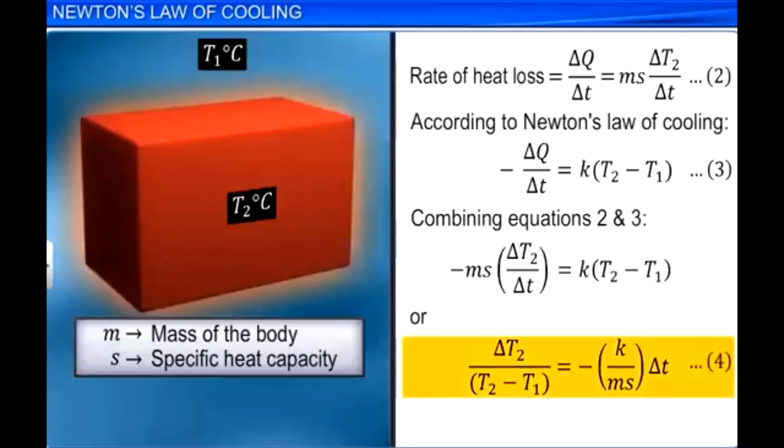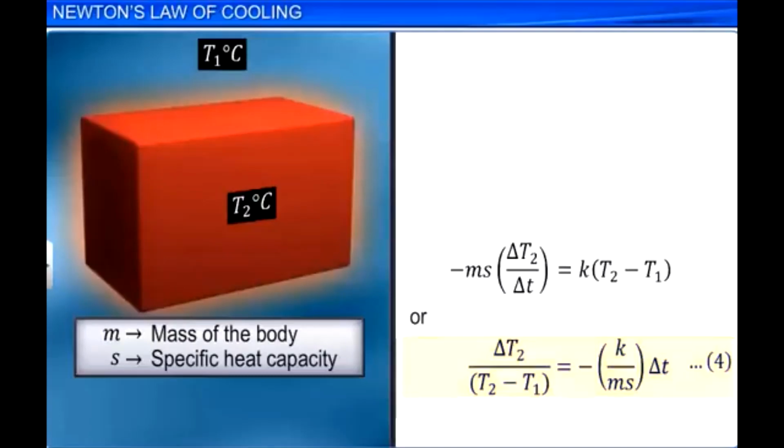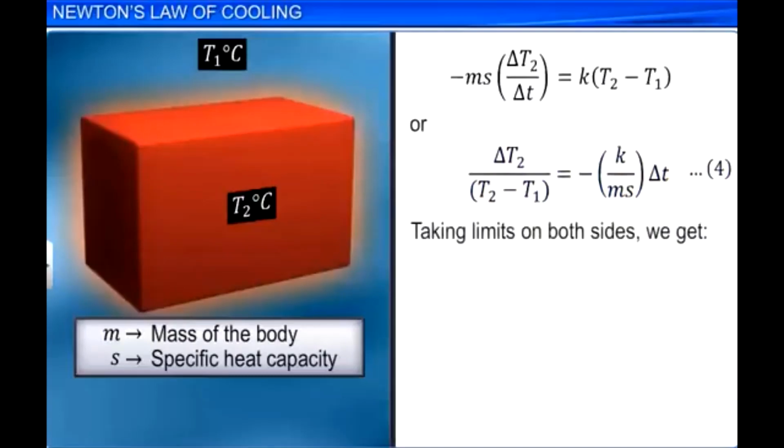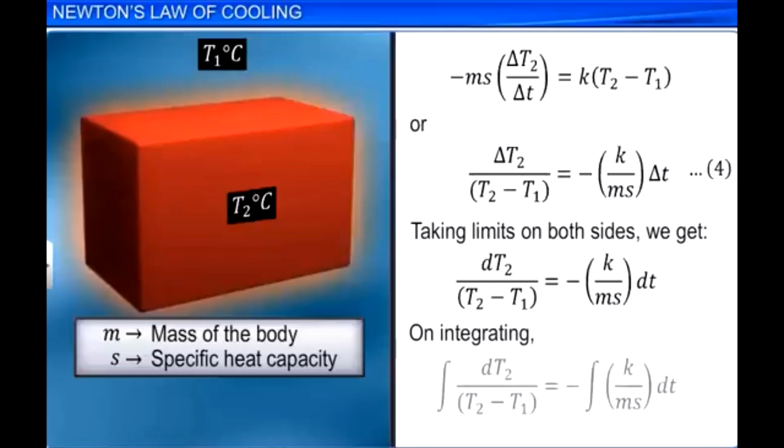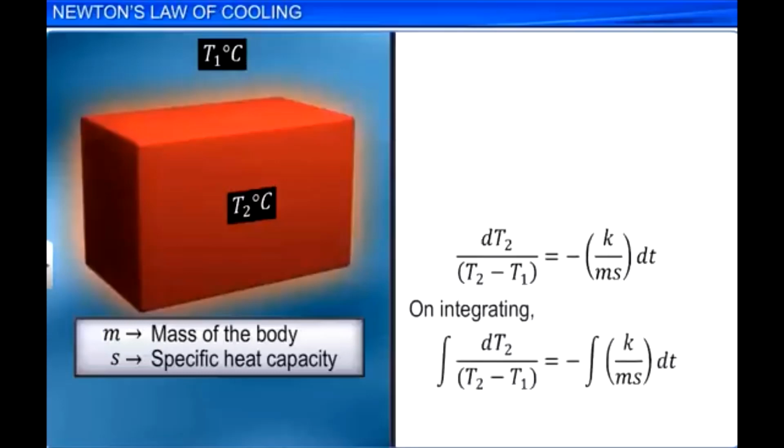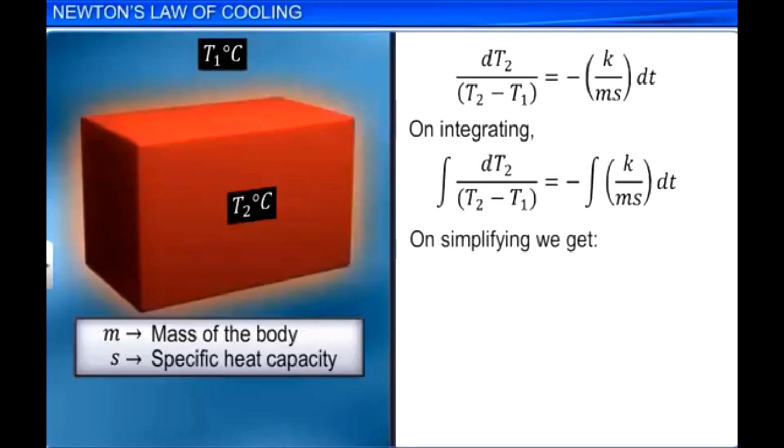Taking limits on both sides, we get dT2 by T2 minus T1 is equal to minus K by ms into dt. On integrating this expression on both sides and simplifying, we get log to the base e of T2 minus T1 is equal to minus K by ms into T plus C. Let this be equation 5.